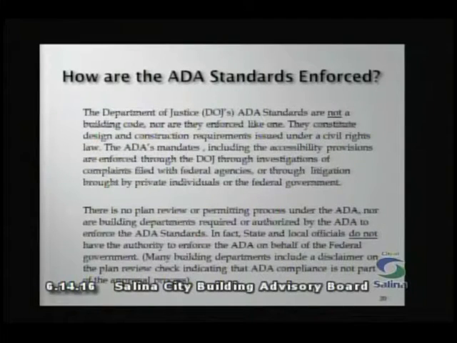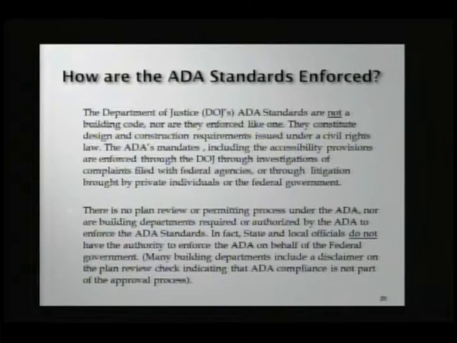And here we get down to, how are these enforced? Who is the authority? Department of Justice is the authority. None other, Department of Justice. These are not building code. We cannot enforce these like a building code. They constitute design and construction requirements that are issued under the Civil Rights Law of 1968. ADA mandates including accessibility provisions are enforced through the Department of Justice through investigations of complaints filed with federal agencies or through litigation brought by private individuals or the federal government.